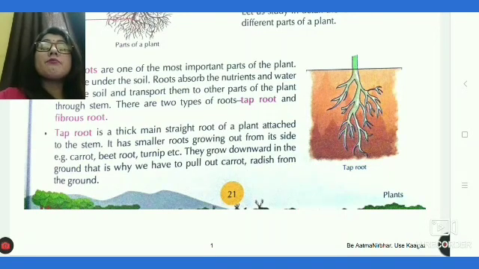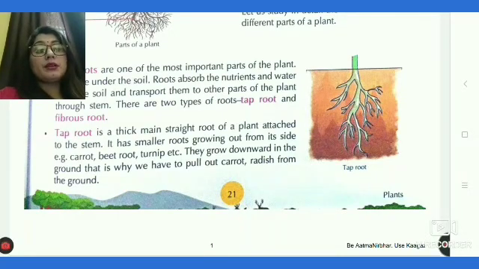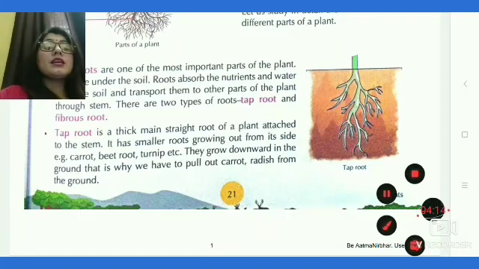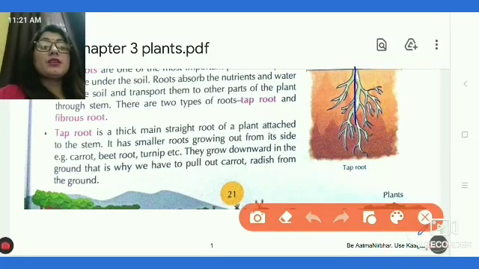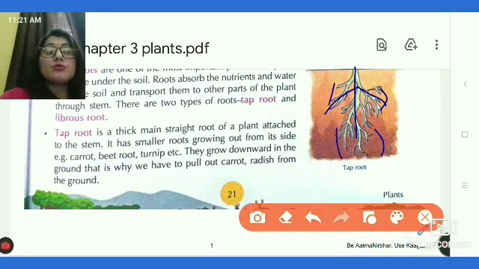It is a thick main straight root of a plant attached to the stem. So here you will find there is one main root. Thick main straight root is there in the taproot system. It has smaller roots growing out from its side. For example, carrot, beetroot, turnip. So here also you can see that this is the main root, and these are the lateral roots, the side roots, which you can see here.